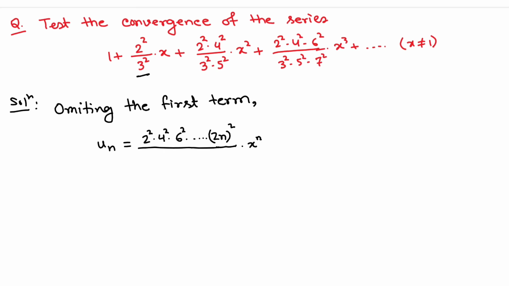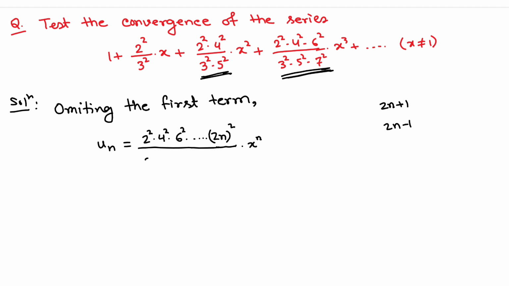Now the denominator. n equals 1: 3 square. n equals 2: 3 square into 5 square. n equals 3: 3 square, 5 square, 7 square. That means all the odd numbers, starting from 3. So what will the number be? Obviously 2n plus 1. Because if it were 2n minus 1, we would have to start from 1, but here it starts from 3.